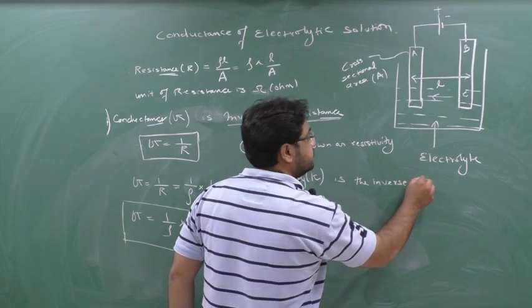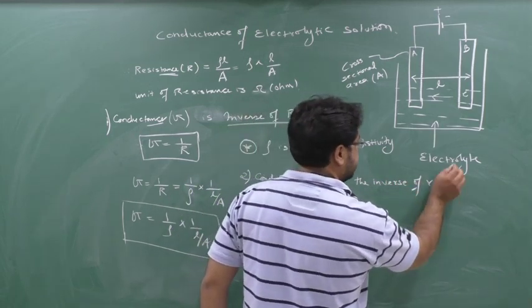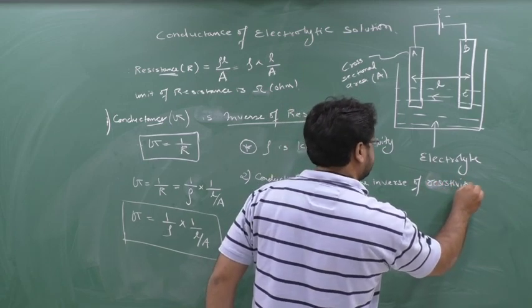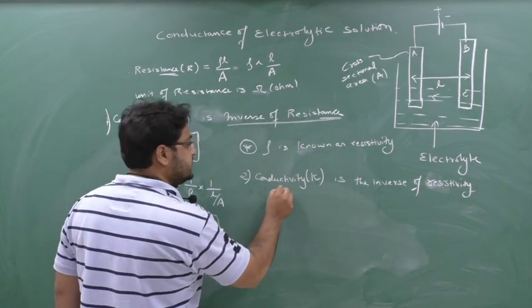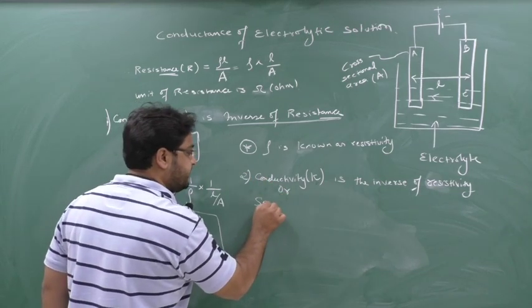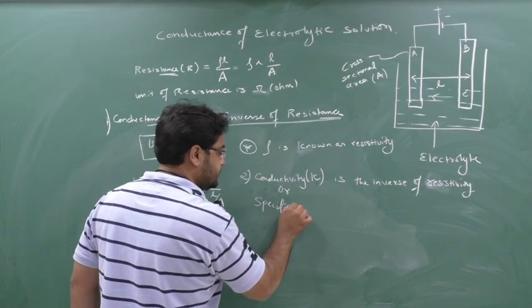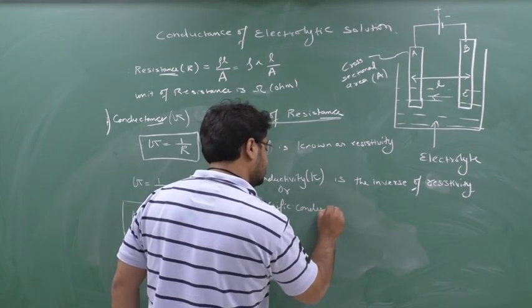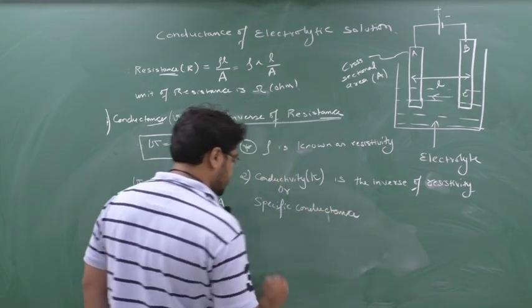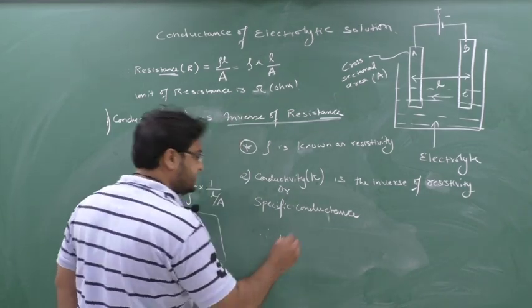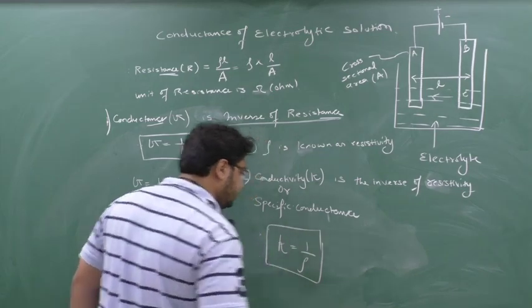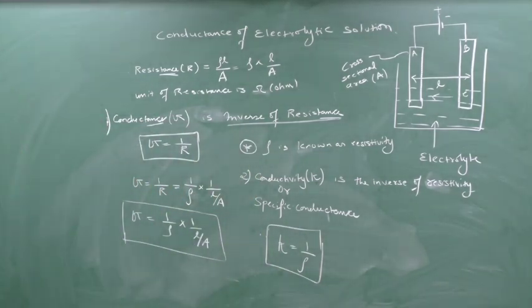So conductivity K is the inverse of resistivity, or this conductivity is also known as specific conductance. Please remember, specific conductance. Clear? Therefore kappa K equal to 1 by rho. Kappa K is indicated by 1 by rho.